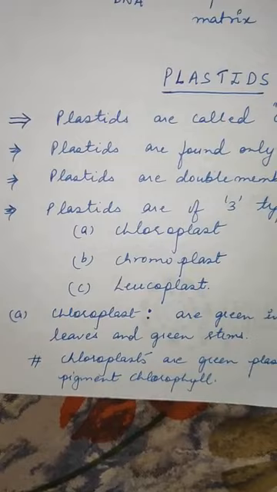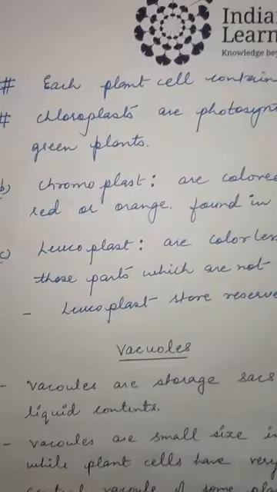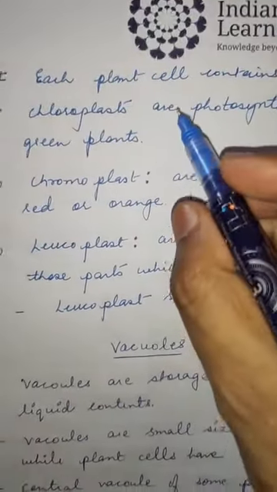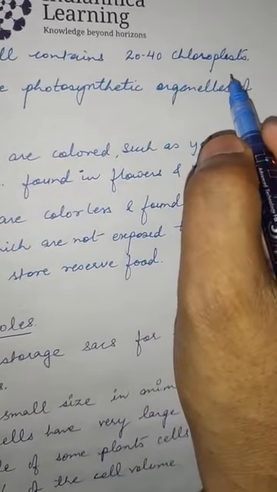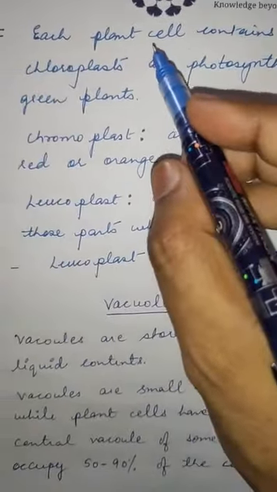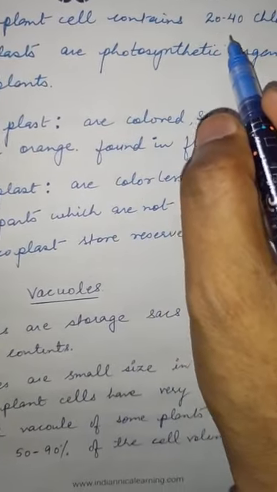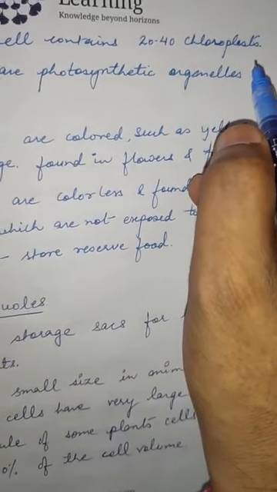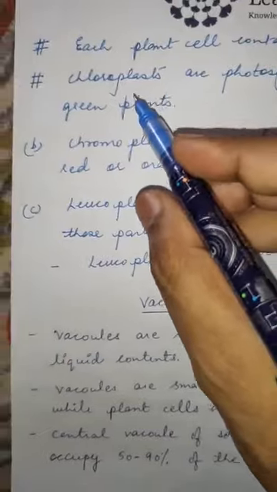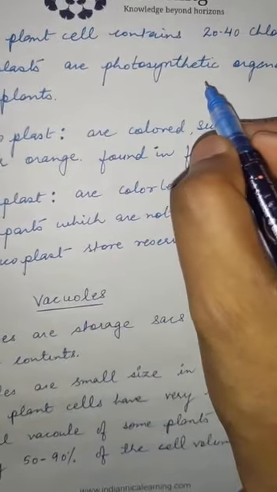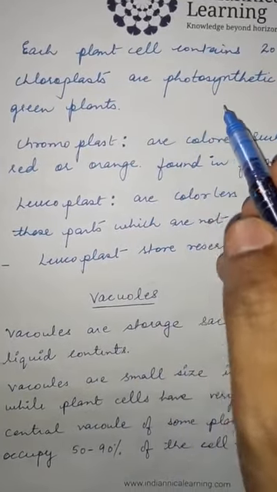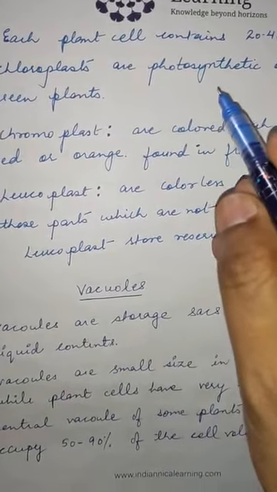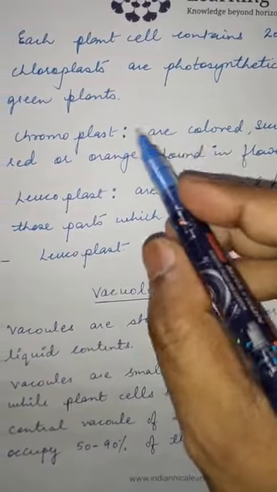Okay. Each plant cell contains 20 to 40 chloroplasts. So if we are talking about a plant cell, it contains nearly 20 to 40 chloroplasts. Chloroplasts are photosynthetic organelles of green plants. When photosynthesis occurs, they will take part in it.